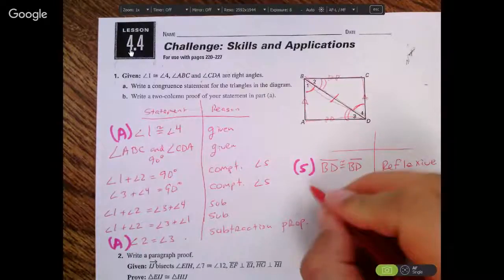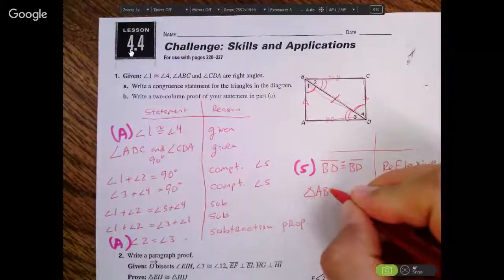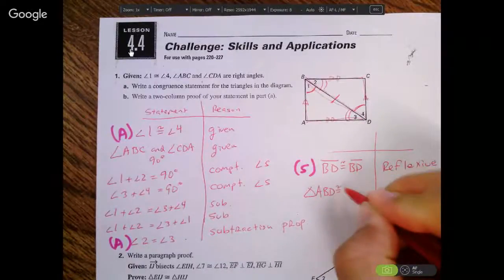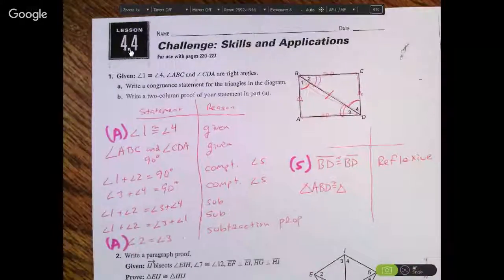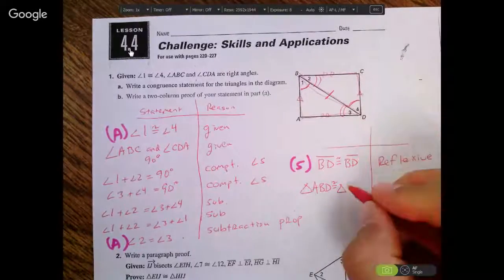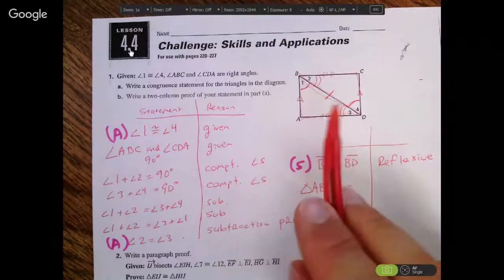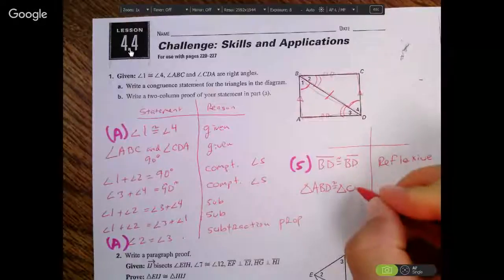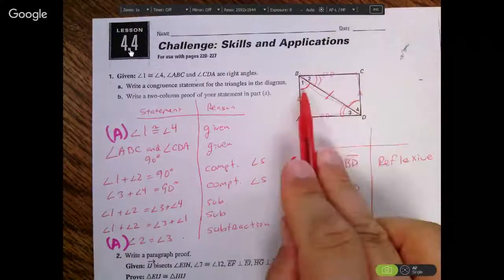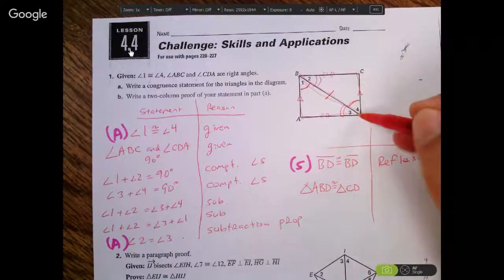Triangle ABD. Somebody got upset because they named the triangle right, but they named it in the wrong order. A corresponds to what? C, so that's got to be the first letter. B corresponds to D as in dog, because see that this angle is congruent to that angle. And then finally, C, D, B.